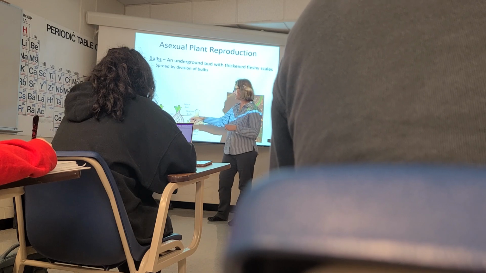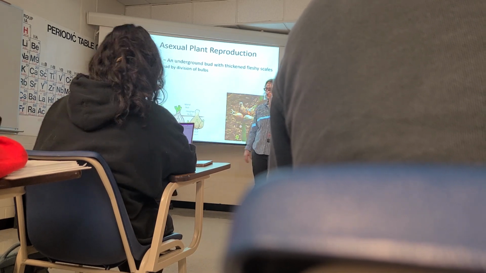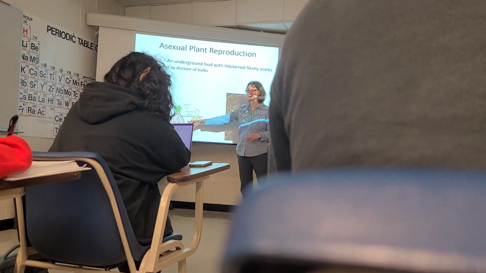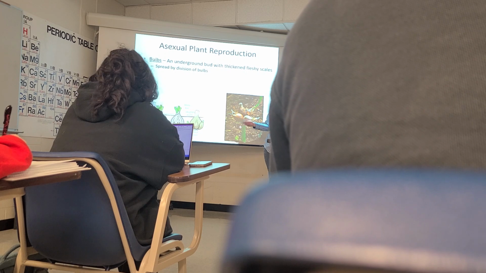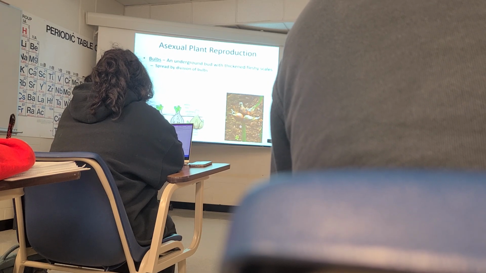Those are the individual lateral buds that you can pull off and plant separately, and they'll form into new plants. So here's what it looks like at the end of the season. If these detach and break off, you can still form a new plant from that. But again, they're going to be genetic clones of that original bulb that they came from.